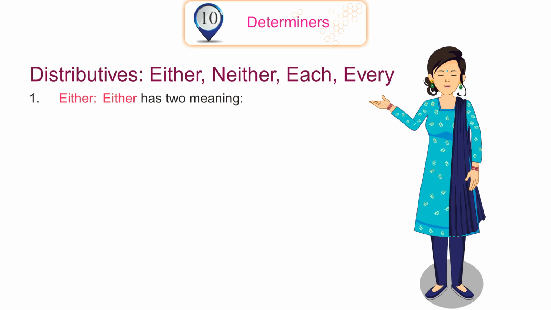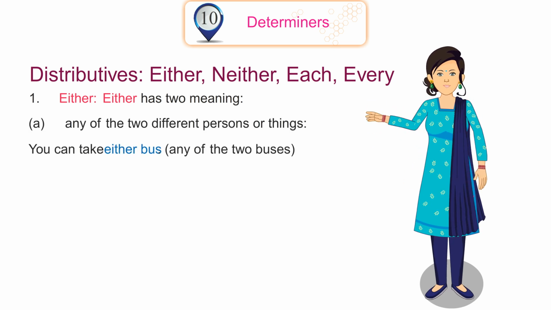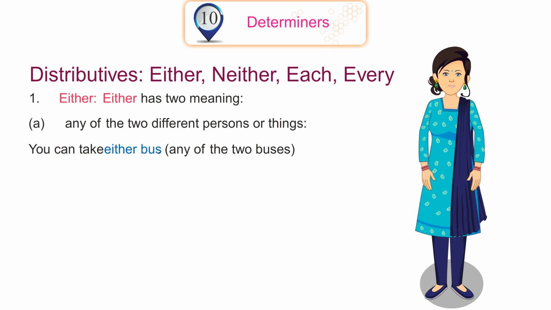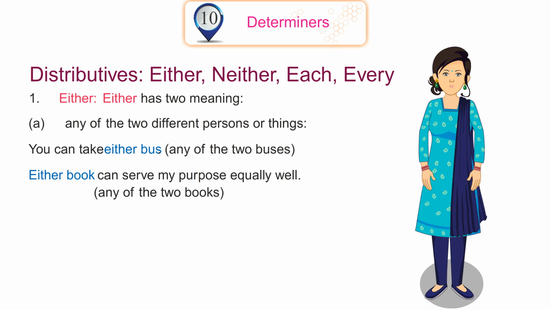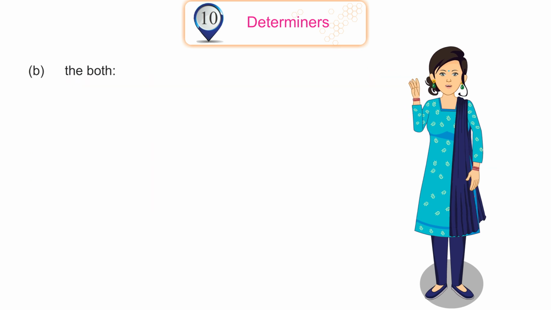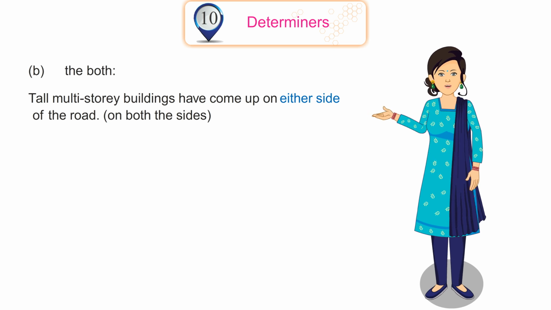Either. Either has two meanings: any of the two different persons or things. You can take either bus, any of the two buses. Either book can serve any purpose equally well, any of the two books. Tall multi-story buildings have come up on either side of the road, on both the sides.